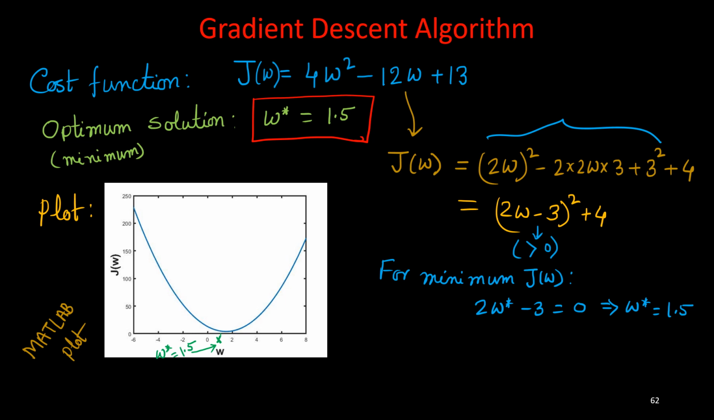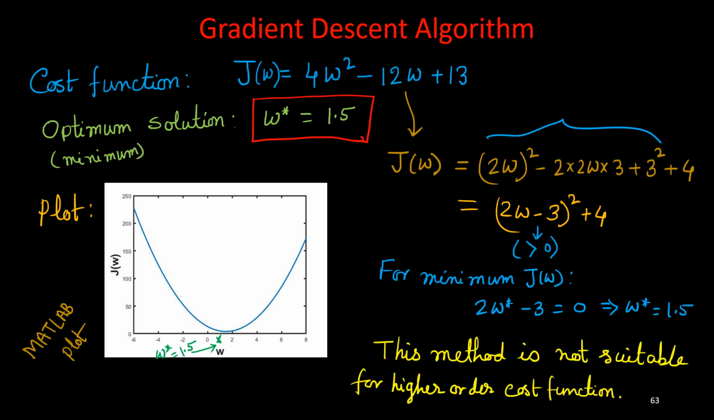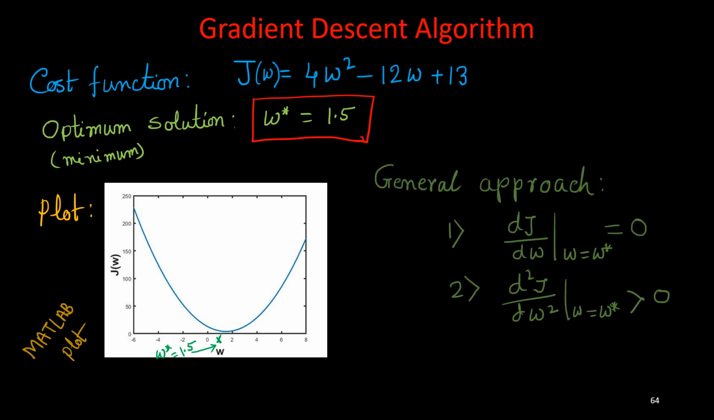However, this kind of approach is not suitable for higher order cost functions because analytically it's not feasible. If the order is more, fifth order, sixth order, like that, it is very difficult to rearrange in this square form. So better we go for a general approach.